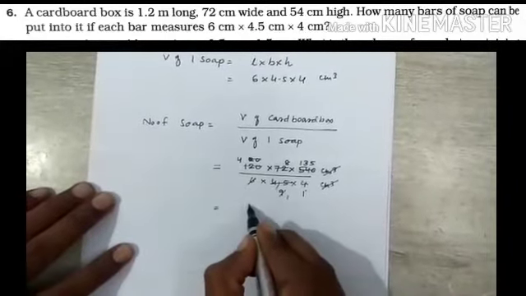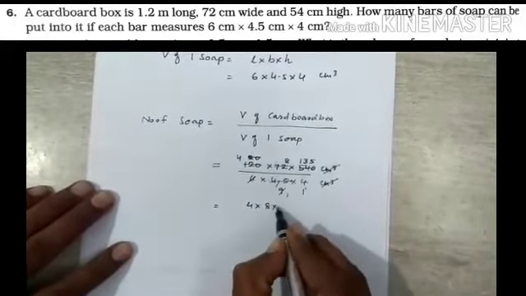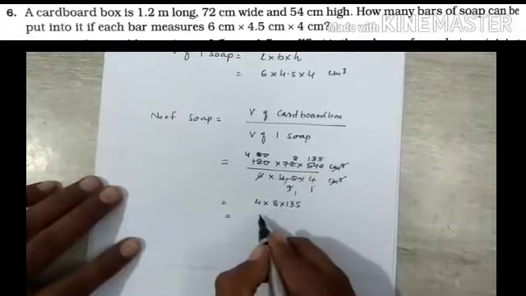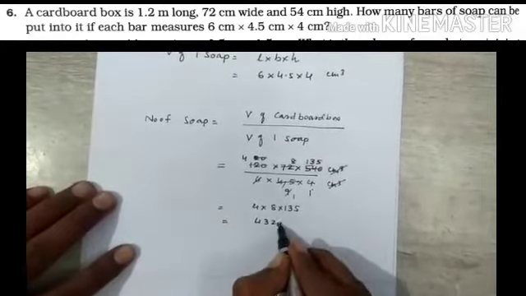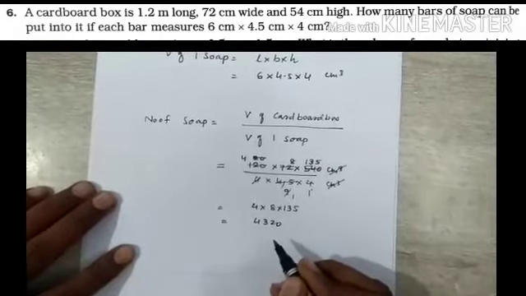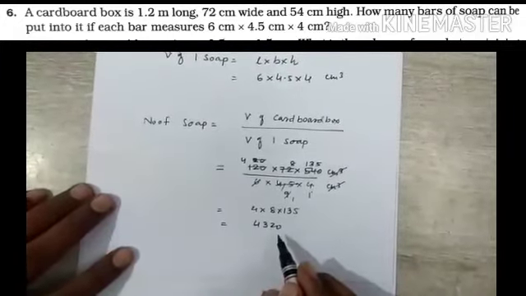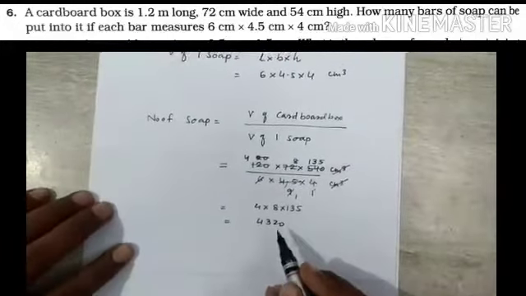What is the remaining number? 4 into 8 into 135. Multiplication of this number is equal to 4320. It means how many soap bar? 4320 soap bars can be put in this cardboard.